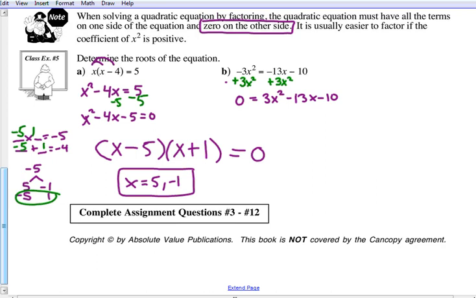Is there a greatest common factor? Look at the smallest number. What's the smallest number? 3. Does 3 go into 10 or 13? No. So no greatest common factor. Next, is it simple or complex?